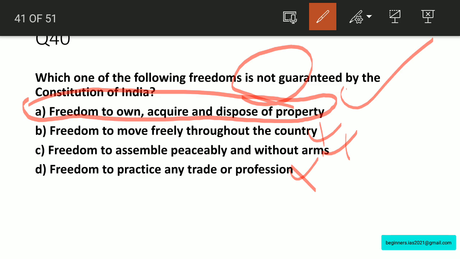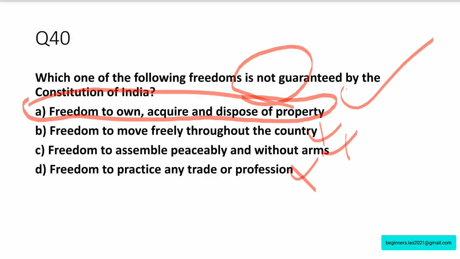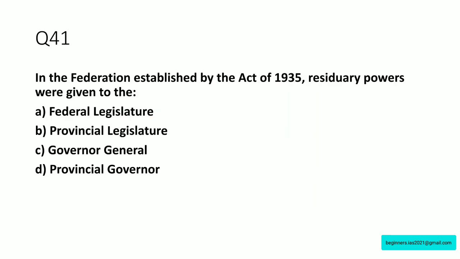That is important. Under Article 19(1)(g), the Indian Constitution has guaranteed the right to practice any profession or to carry on any occupation, trade or business to all the citizens residing in the jurisdiction of the country. So, based on our discussion, the answer is A. Freedom to own, acquire and dispose of property. Let us move on with question number 41.